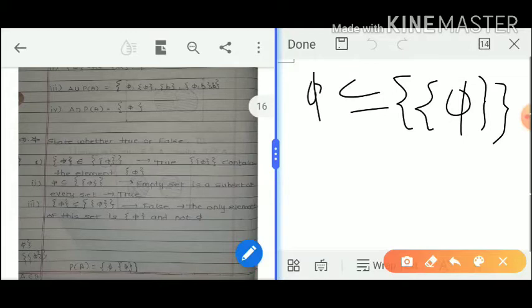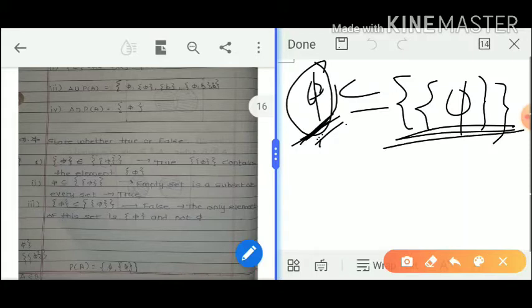What is the answer for this question? Phi means it is a null set. It is a null set, an empty set, which is a subset of every set. Empty set is a null set, not an element. Phi written alone here means it is not an element, it is a null set, an empty set, and every empty set is a subset of every set, so this is a true condition.